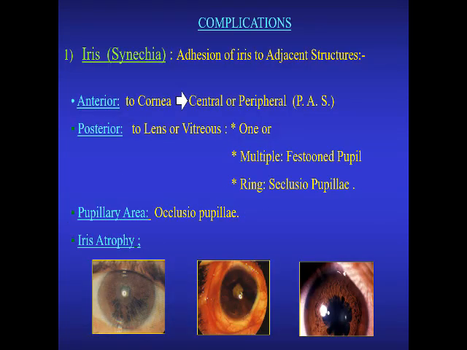What are the complications of acute iridocyclitis? In the iris, there is synechiae, which means adhesion between the iris and the adjacent structures, either anteriorly to the cornea, which may be central or peripheral, leading to peripheral anterior synechiae, or posterior to the lens or vitreous, either at one point or multiple points, leading to festooned pupil, or ring synechiae, leading to seclusio pupillae.